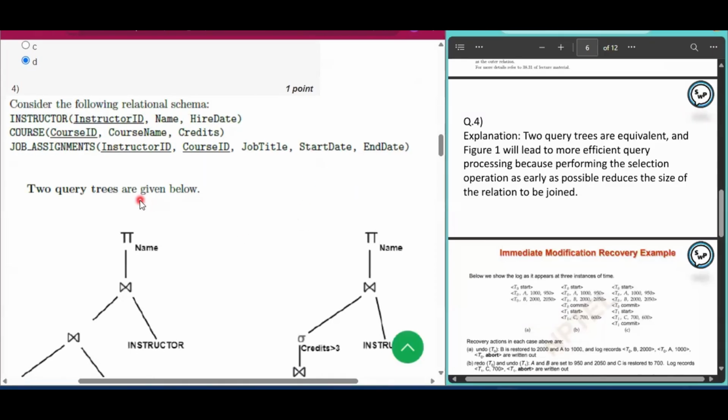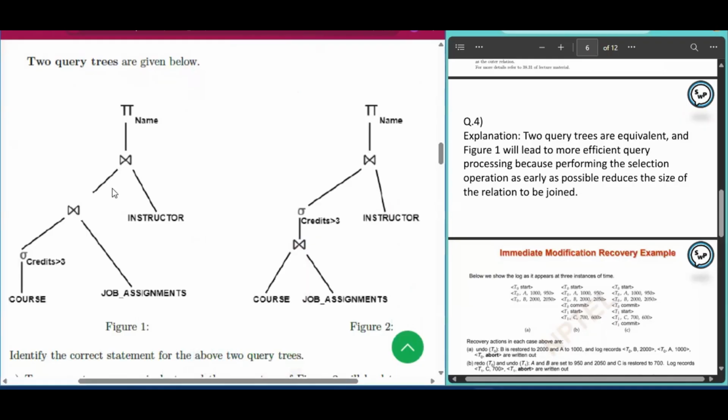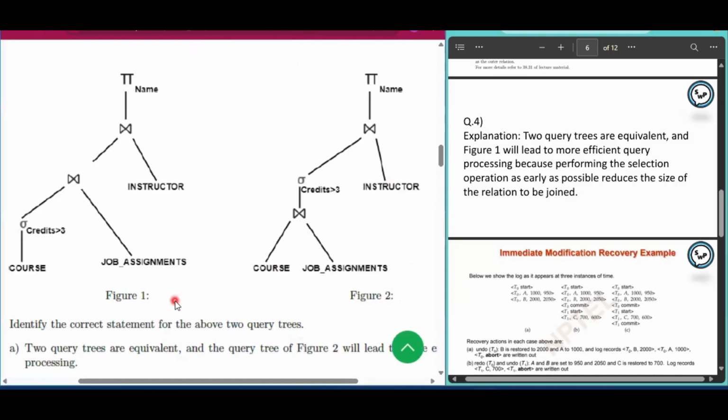Now coming to question number 4, consider the following relational schema. Two query trees are given below. Now this is figure 1, this is figure 2. If we notice figure 1 carefully, we will see that the courses and the job assignment are joined after the selection of the courses. Those courses are selected for which the credit is greater than 3, and after selection the joining is done. But in case of figure 2, first the course and the job assignment are joined, and after that the selection is done based on the same condition.